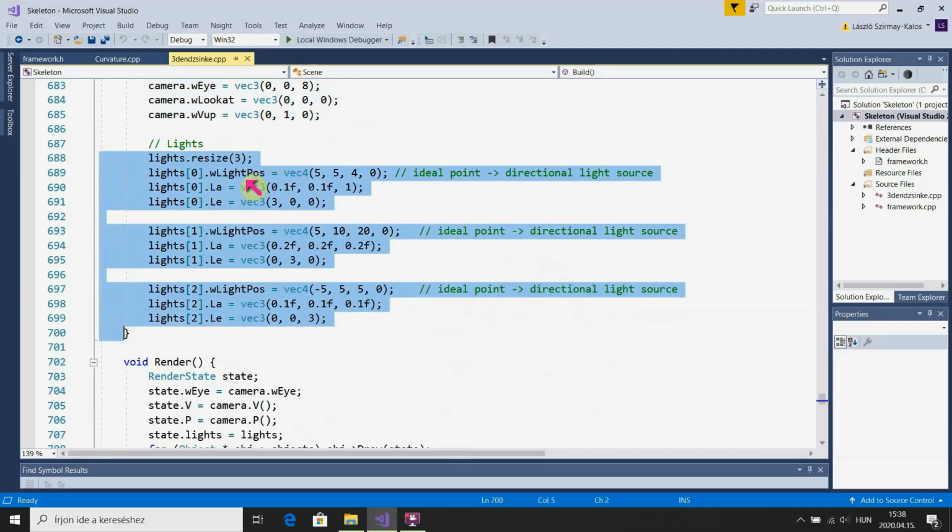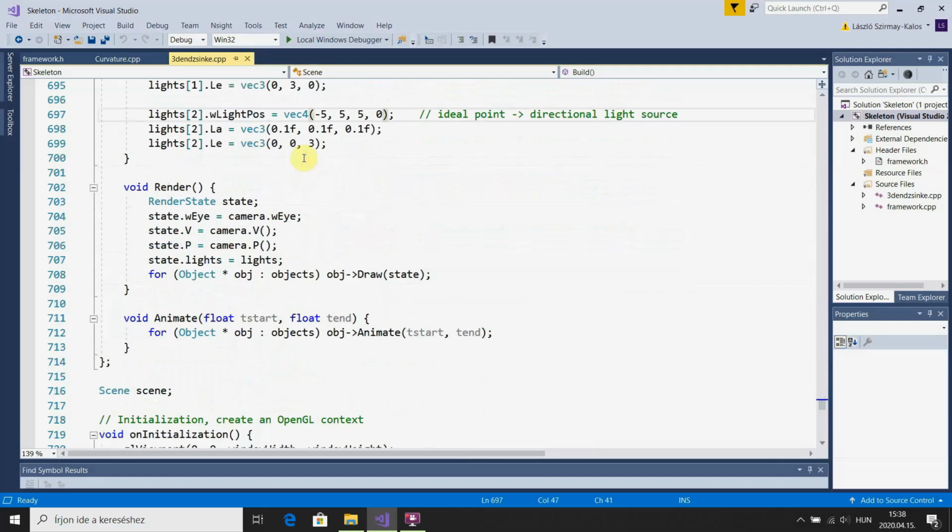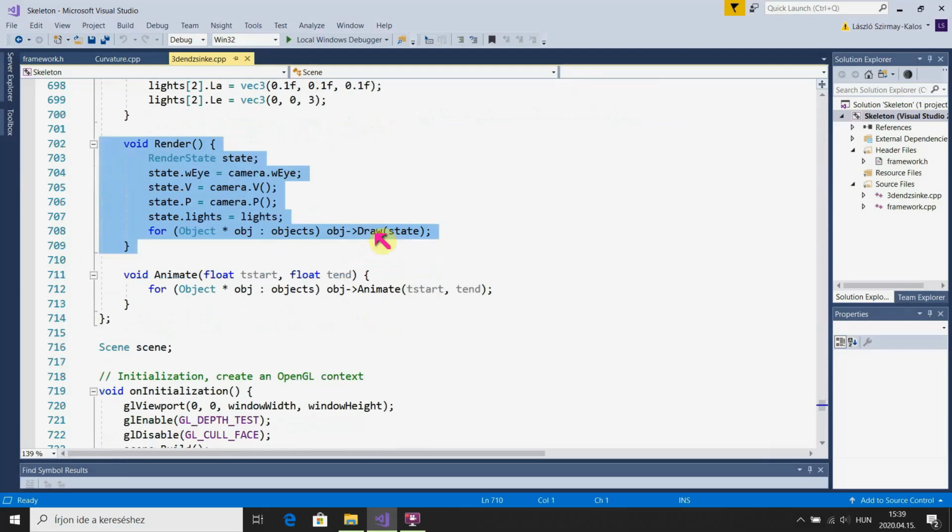The camera of the virtual world is set, and we are going to have 3 light sources, and their parameters are initialized. Note that we put all 3 light sources to ideal points, so we are going to have 3 directional light sources. But rendering a virtual world means that the camera parameters and the light sources are written into the rendering state, and then we visit every object one by one and ask the object to draw itself based on the common render state, storing all the information about the light sources and the camera. The animation of the virtual world means that every object should animate itself.